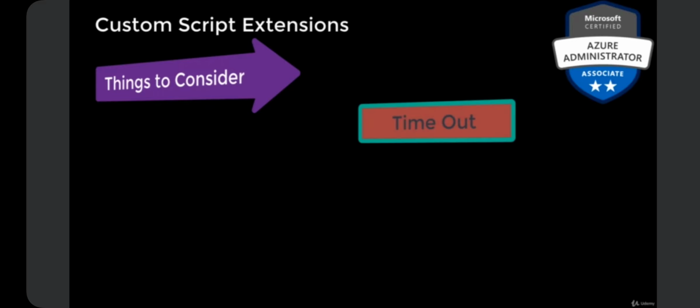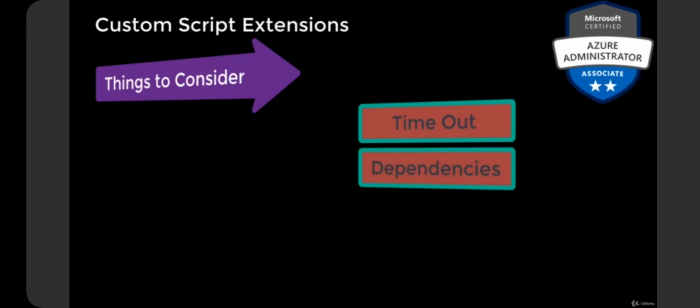Timeout. Custom script extensions have 90 minutes to run. If your deployment exceeds this time, it is marked as timed out. So keep this in mind when designing your script. And of course, your virtual machine must be running to perform these tasks. They cannot be in shutdown mode. Always consider dependencies. So if your extension requires networking or storage access, make sure that the content is available.